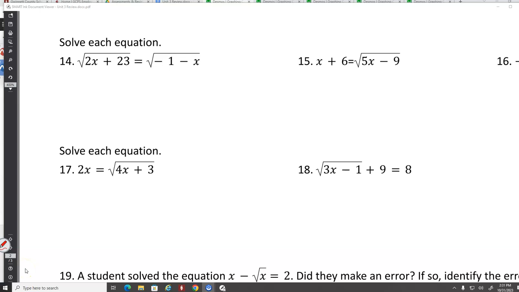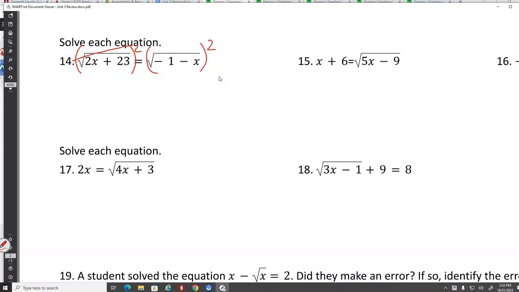All right, now question 14. I'm going to show you how to do it algebraically, and then of course, always and always check it in Desmos. All right, so question 14, solve each equation. Our radicals are separated, so there's nothing attached in the front or in the back of the radical. So to get rid of the radical, I can do the opposite operation, which means square the square root.